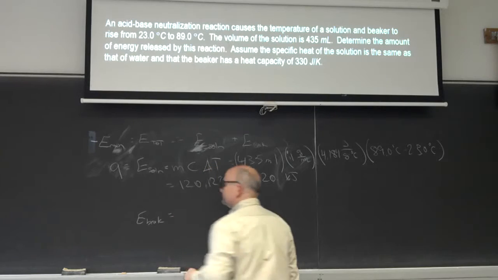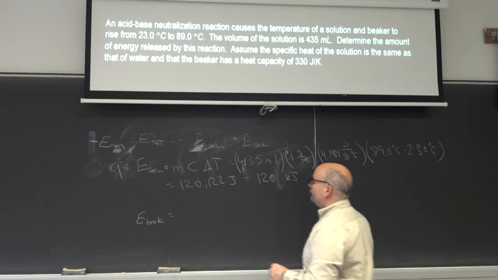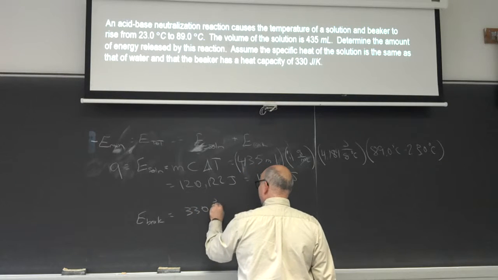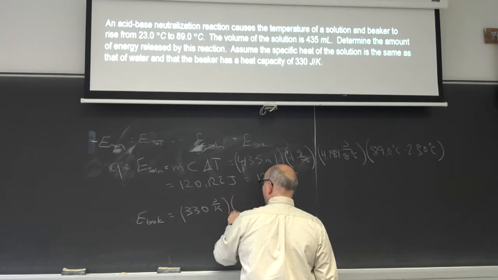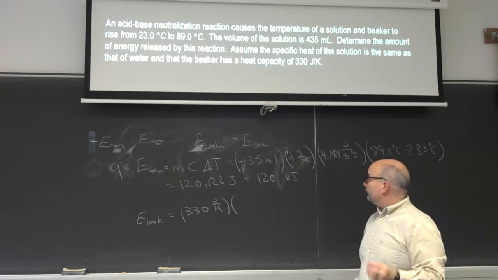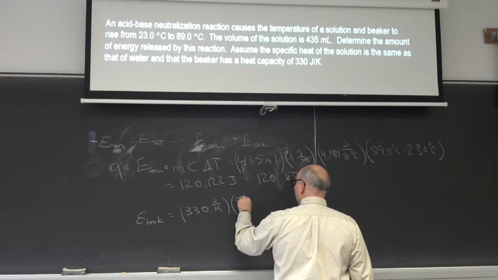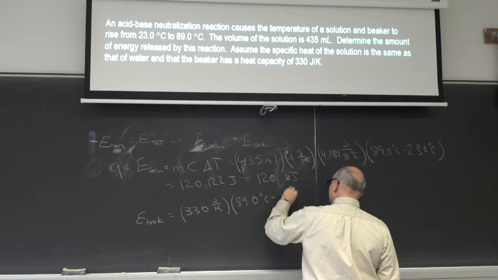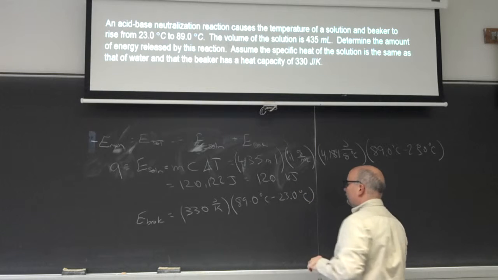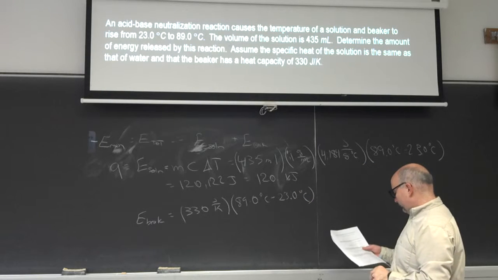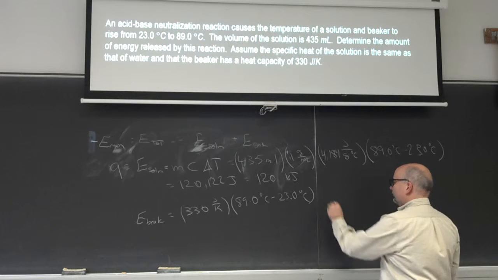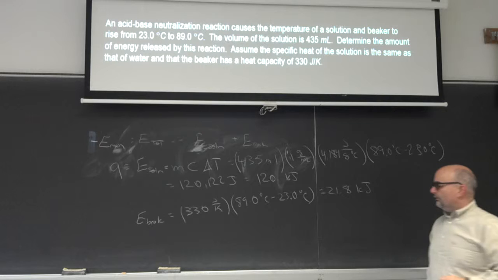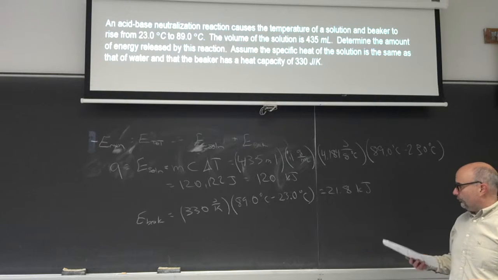The energy change given by the beaker is just going to be its heat capacity, 330 joules per Kelvin, times its temperature change, which is the same as the solution. Which is 89 minus 23.0 degrees Celsius. And that gives us, with proper significant figures, 21.8 kilojoules.